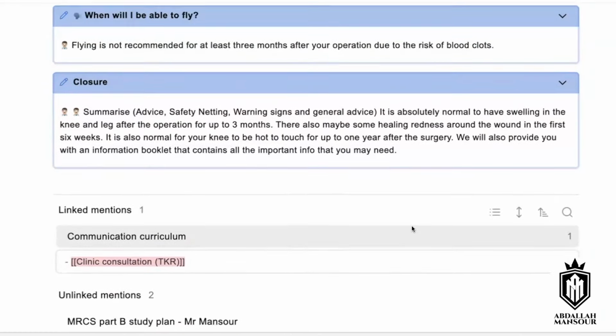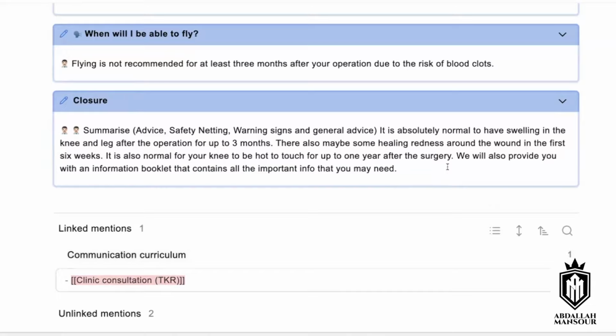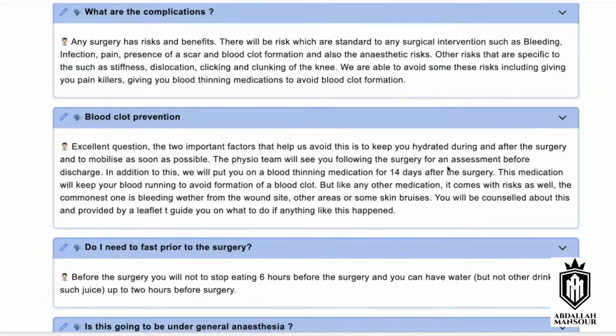So you will say to them, all right, so let me summarize. We'll talk today about the operation itself and the risks and benefits and how to treat the risks, and also giving you blood thinning medication after the operation. How long are you going to stay? And you don't have any further questions for me, do you? That's it, all right? And you can give them, of course, the information leaflet about the operation itself, all right?